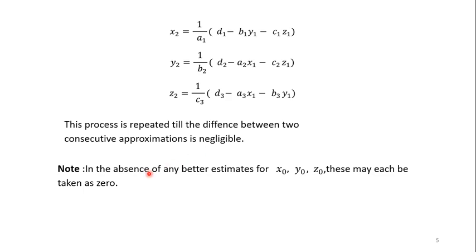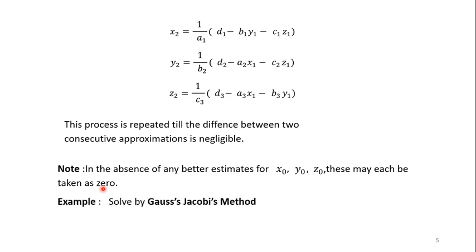Note, in the absence of any better estimates for x0, y0, z0, these may each be taken as 0, 0, 0. If the examiner does not give you these initial values x0, y0, z0, then you can take 0, 0, 0.